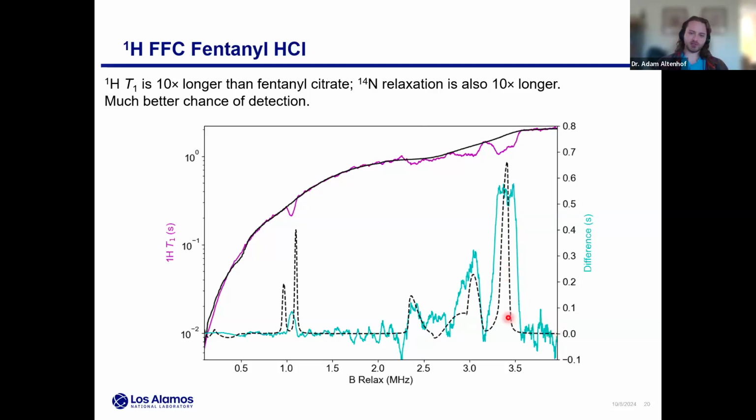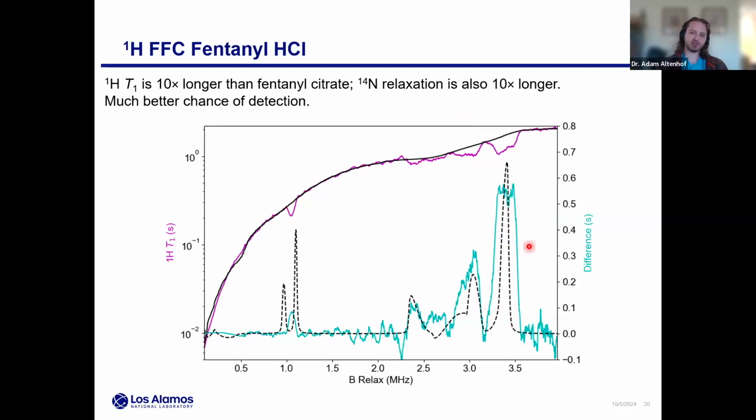And what I'm showing in this black dashed curve is a SPINACH simulation of the Zeeman perturbed NQR using the solid state NMR tensors, just to see if there's general agreement, which we do generally see, which is nice. And what's more significant here is in this region that we ultimately care about, the proton T1 is like 1 to 2 seconds. This is already much longer than fentanyl citrate.